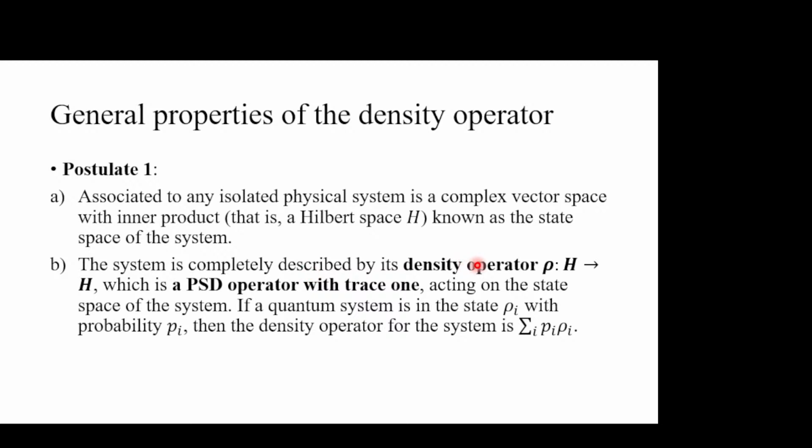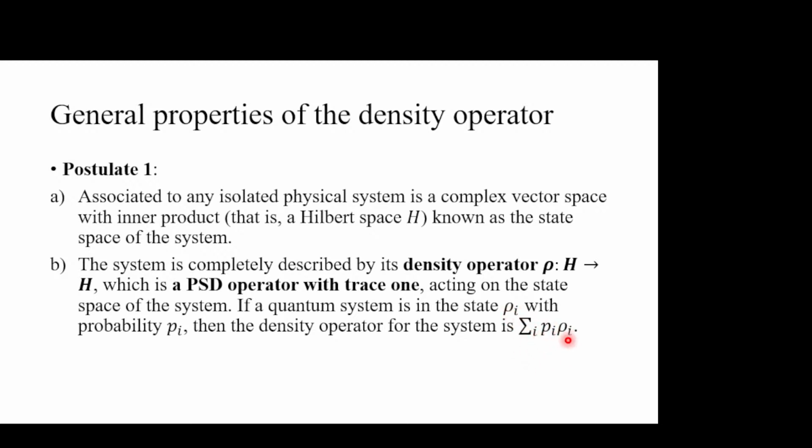And the density operator, as we just said, must be a PSD operator. So the matrix must be PSD and it must have trace 1. We also have the mixture of density matrices written as a postulate here. If your system is in rho i with probability p i, then the mixture of this density matrix is the summation over i of p i rho i.